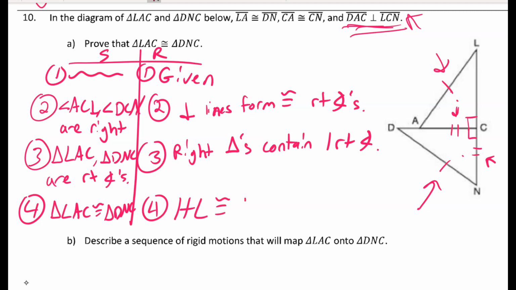And you can only use hypotenuse leg when you have right triangles. That's why that step 3 in there is so important. If I don't say that they're right triangles, it's not legal to use hypotenuse leg. So just be careful there.